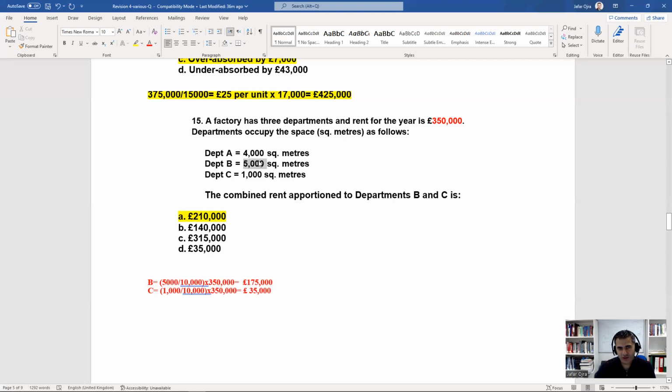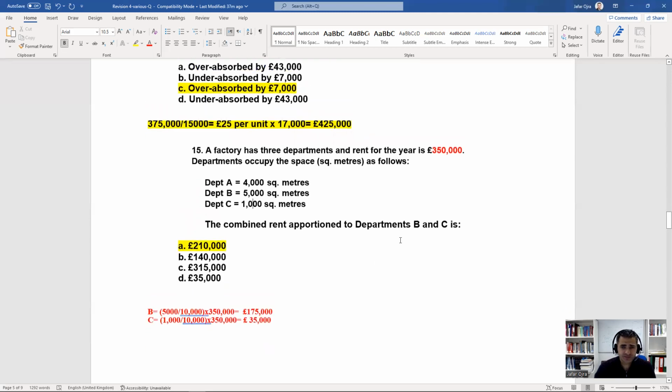You could do 5,000 plus 1,000, 6,000 divided by 10,000, then multiply it. But I just want to show you, because if the question changes and they ask you to calculate just one department, B or C or A, whatever, this is the way to apportion the overhead.